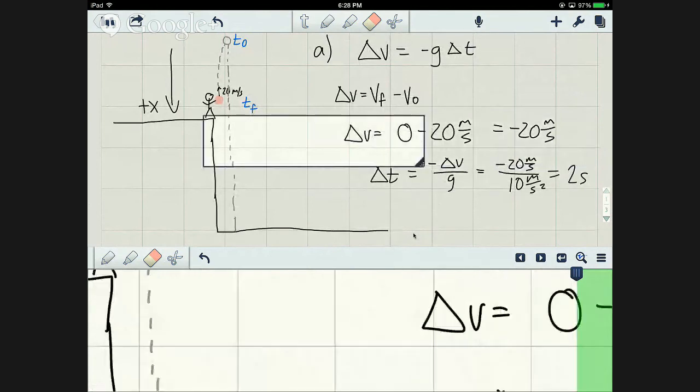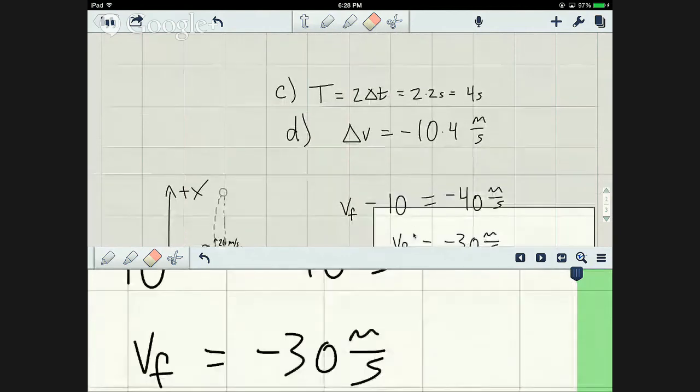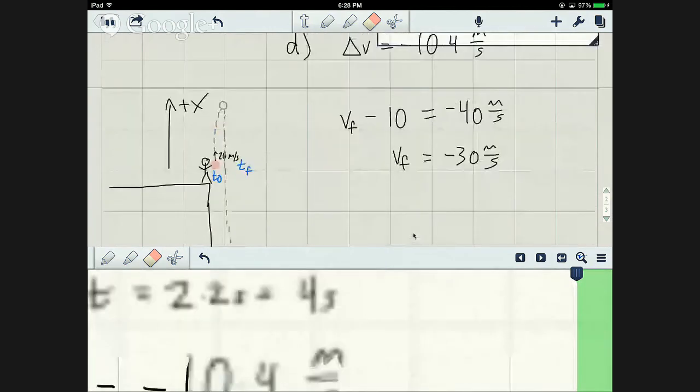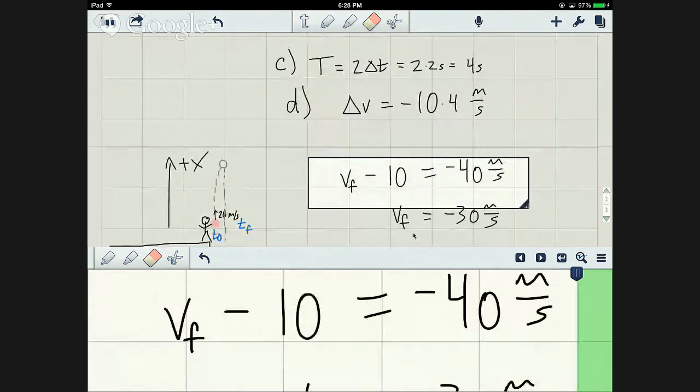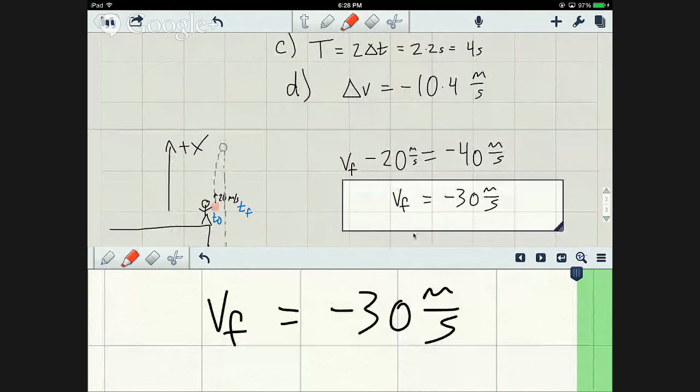2 seconds to go up. 4 seconds for the round trip. V final minus 10. Oh, oops. The initial velocity is 20, not 10. 20 meters per second, right. Okay. V final minus 20 meters per second. So this will give us negative 20 meters per second, which is exactly right.